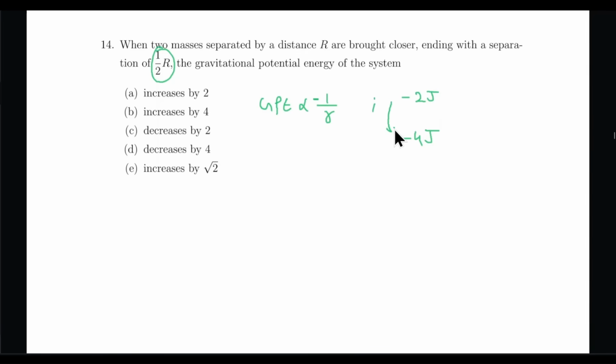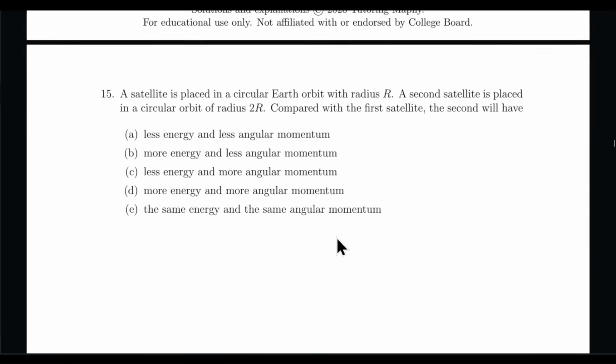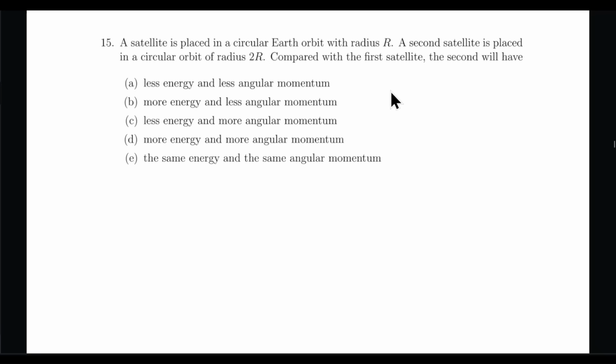So what happens with this? This increases by a factor of 2 or decreases? I mean, it increases, it decreases, right? Decreases by a factor of 2. It should be option C. Okay, that was pretty straightforward. A satellite is placed in circular orbit of radius r, and a second satellite is placed in circular orbit of 2r.